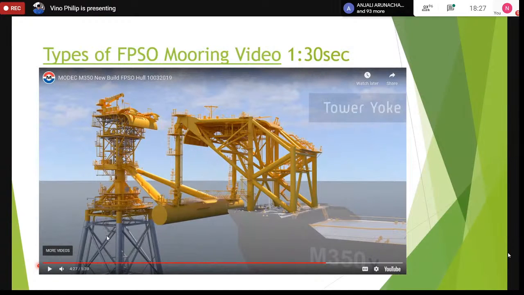So this is possible only in the range of 150 to 600 meters. Maybe 600 is also pushing it to the limits. You can do this concept only in 150 to maybe 300 meters depth, if you want a tower yoke mooring system and a process FPSO.